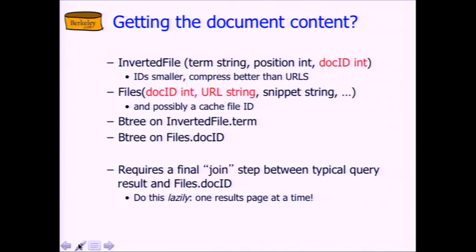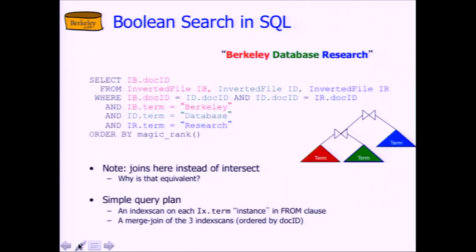Right? So we'll build a B-tree on term to get the lookups in the inverted file table, and a B-tree on files.docid to do the lookups after you get the IDs out of the query to do the lookups in the files table. So that's that final join step between the queries we saw in the previous slides and files.docid. Right? So we're going to take a query tree like that one and add one more join on the top to look up the documents. All right?